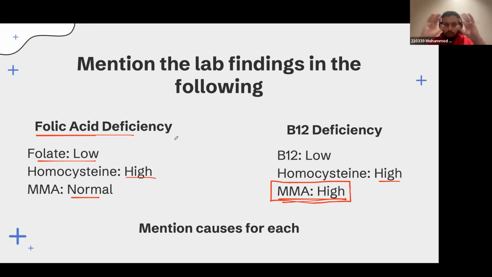Perfect. That's it. Where is B12 absorbed? Ileum. Where is folic acid absorbed? Jejunum. Perfect. Which one takes years to develop deficiency if it's nutritional? B12. And which one is faster? Weeks to months. Folate. Perfect, guys. That's it for megaloblastic anemias and folic acid and B12.